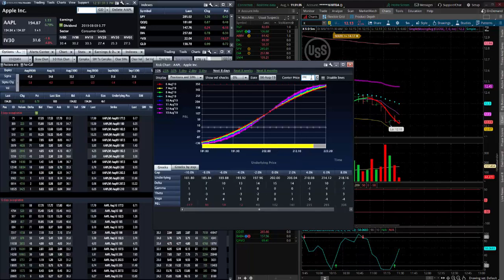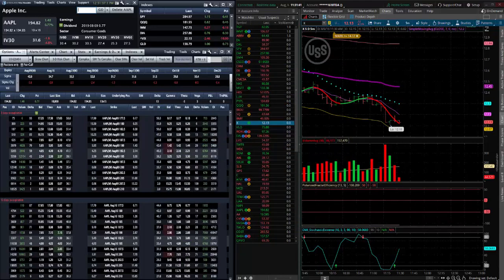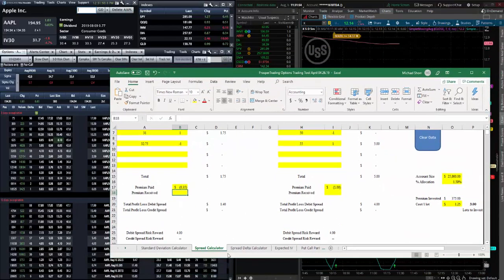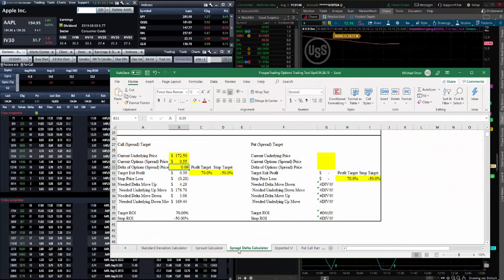But I'm going to give you a more robust way, somewhere around the 202 area. I need to open this. I don't have my trading tool up yet. There is a tab in here. It is the spread delta calculator.